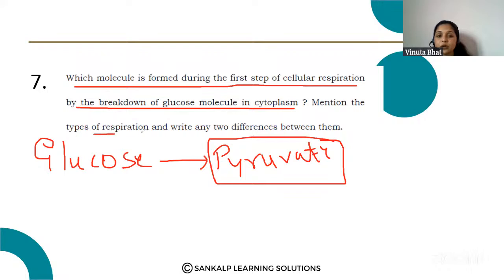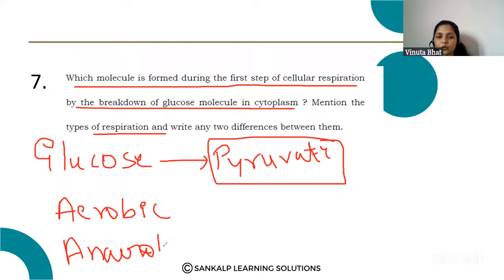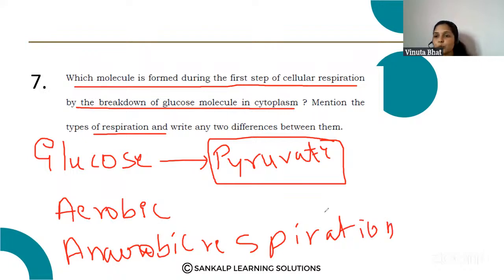Mention the types of respiration. So what are the types of respiration? Aerobic respiration and anaerobic respiration. What are the differences between aerobic and anaerobic respiration? Already we have seen that question. Already we know the answer for that question.